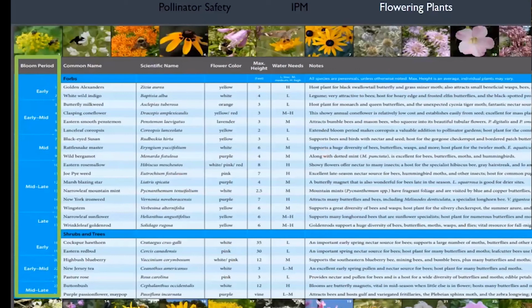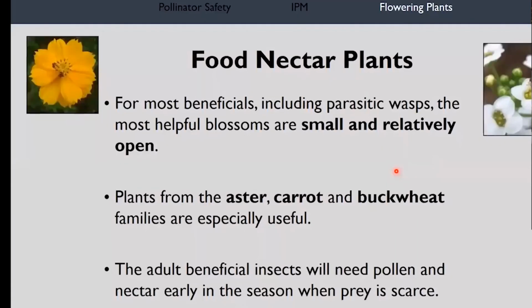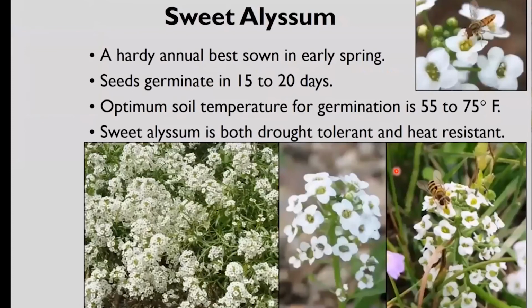And Xerces Society focuses mainly on native plants. But in a moment here, I'll show you some wildflower mixtures too. So we want food nectar plants. So that could be a lot of plants that are relatively small and open flowers. So examples can be families from the buckwheat and the carrot families as well. And so one of those, sweet alyssum, is very great in early spring, early bloom period. You can see those very, very small resources available, and that's good. That's what we want for our native pollinators.